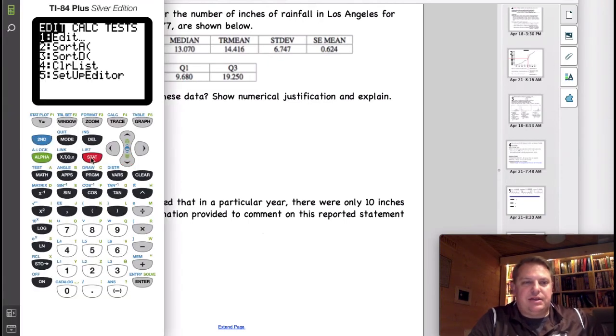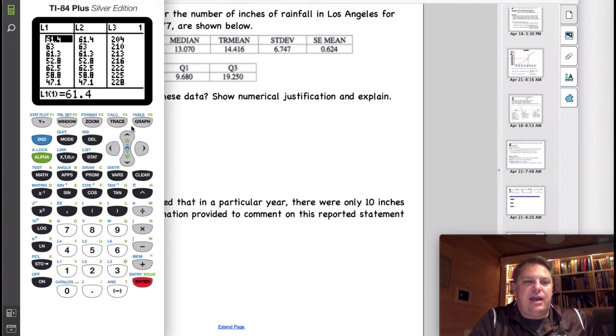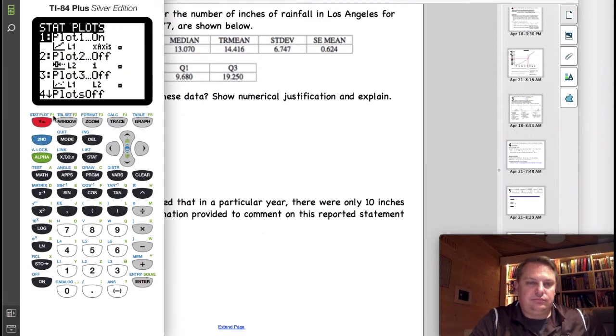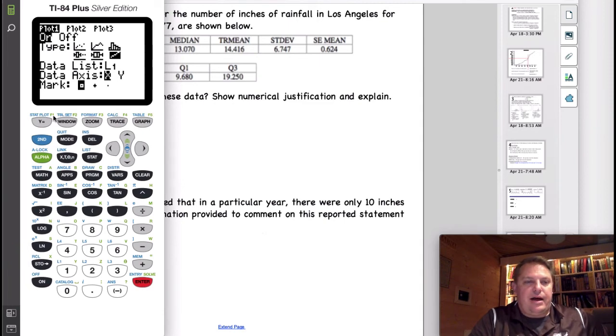Let's go back to that same list of numbers, and let's say I wanted to make a box plot, and I want to make a box plot that shows outliers if there are any. I would go to second, and then y equals. I'm going into the graph. I never choose this box plot. I always want to choose this one that shows the outliers if there are any. Hit enter. And my numbers are in list 1.